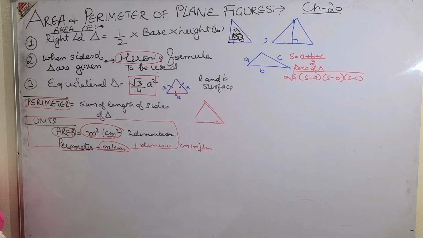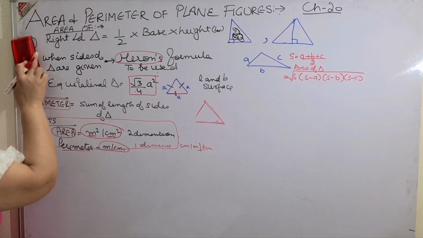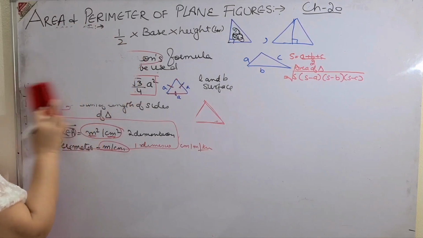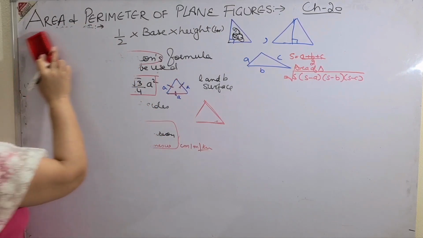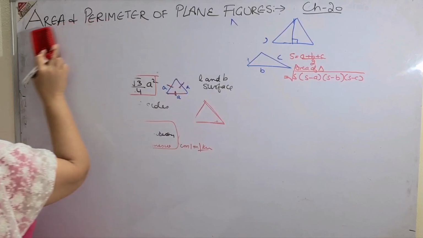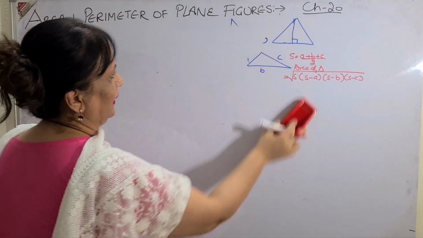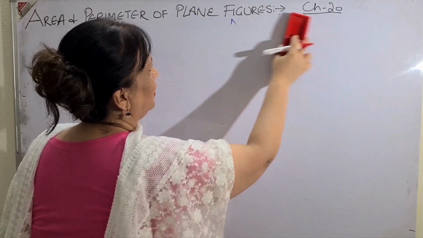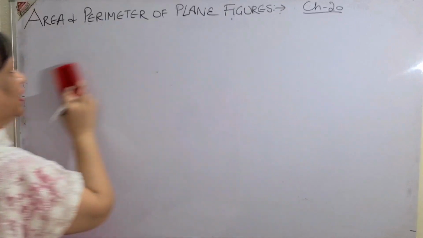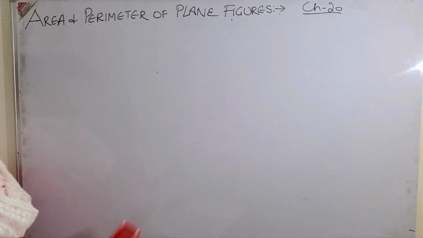Okay, children. Now I think you'll be more clear about these formulas if I do some sums with you. So I'll be starting with exercise 20A. The sums in 20A will make you understand the formulas more nicely.